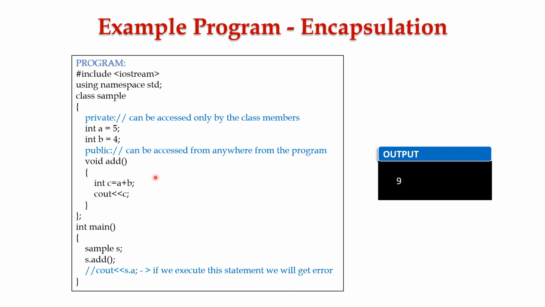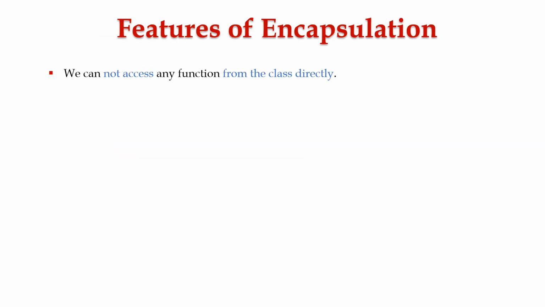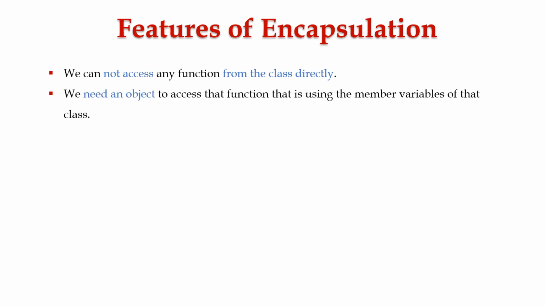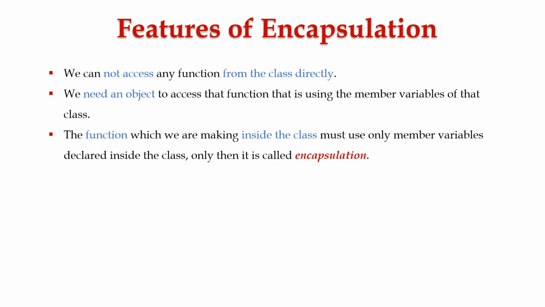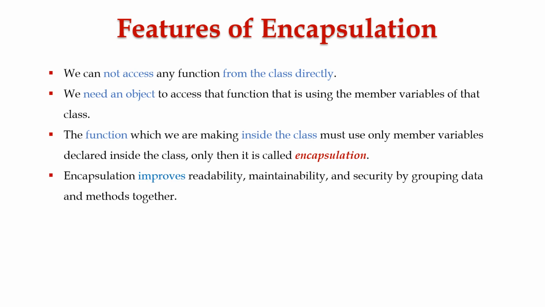Encapsulation is achieved through access specifiers that control the visibility of class members, allowing the hiding of implementation details, and it also provides a well-defined interface for interaction with the objects. Features of encapsulation. We cannot access any function from the class directly. We need an object to access that function that is using the member variables of that class. The function which we are making inside the class must use only the member variables which are declared inside the class. Then only it is called encapsulation.